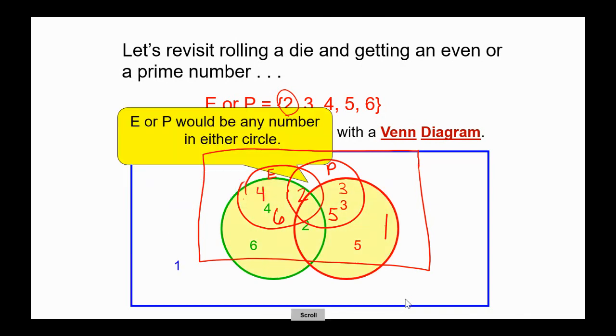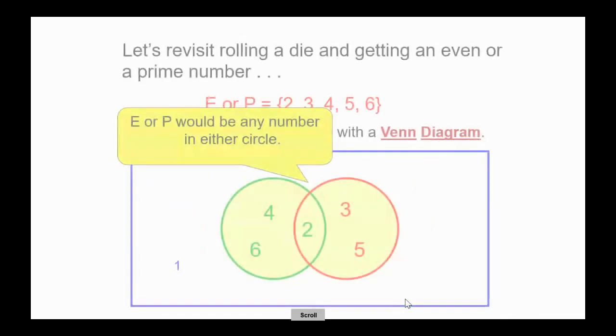Okay, so they're drawing their Venn diagram. We talked about that. E or P would be anything inside the circles. We talked about that. Let's look at, so that was union, where it's just what's in the circles. Now let's talk about intersections.